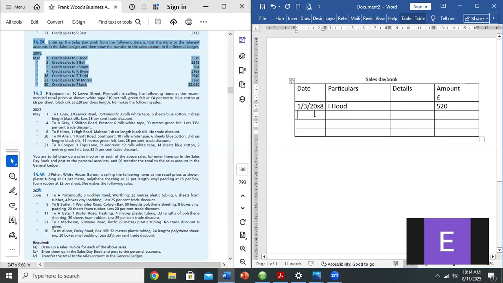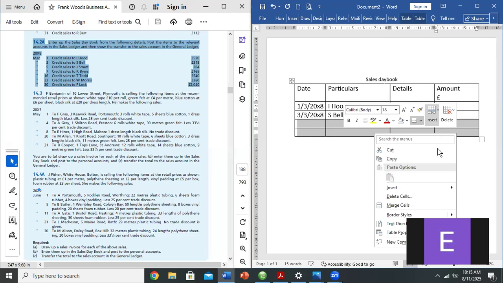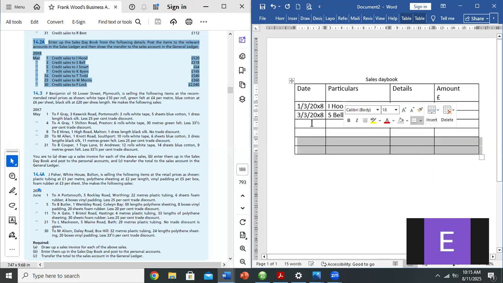The second transaction happened on the 3rd of March, same year, 20x8. This time we sold to S Bell. We don't have to do any calculations. The amount is 318. Right, so let's continue. The next was on 5th March 20x8. That was to J Smart. So J Smart's 64 pounds.